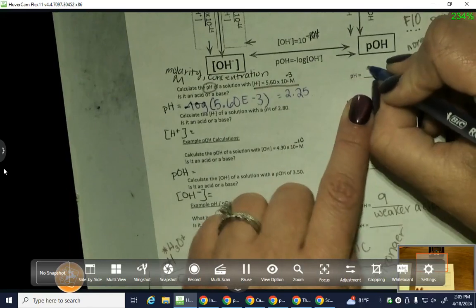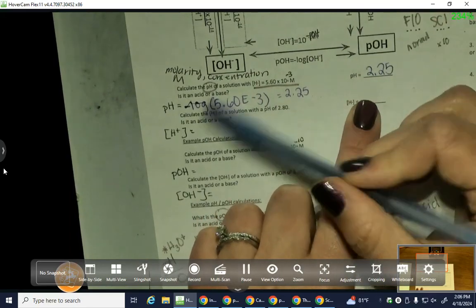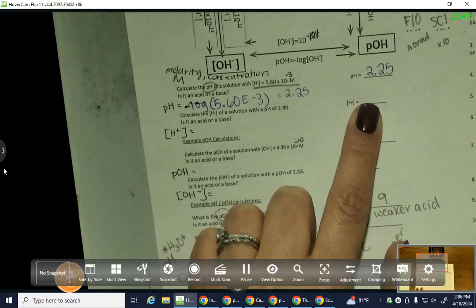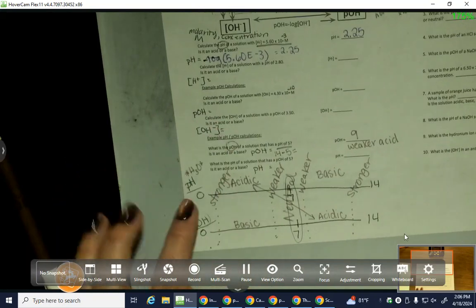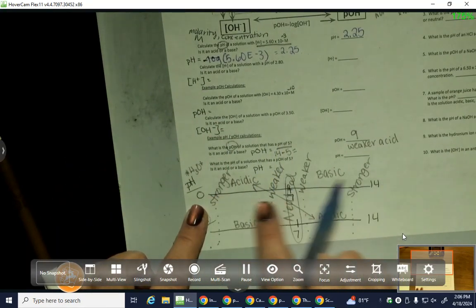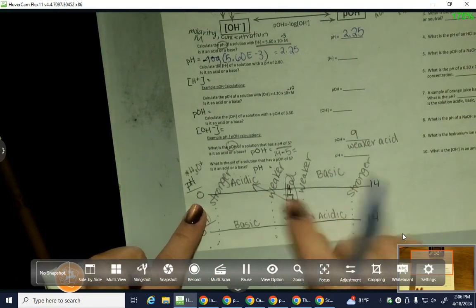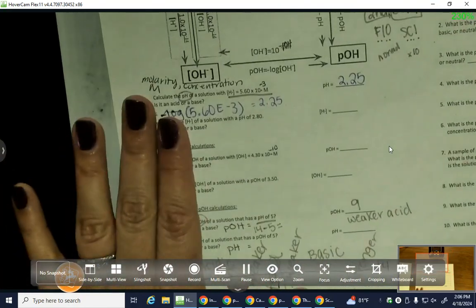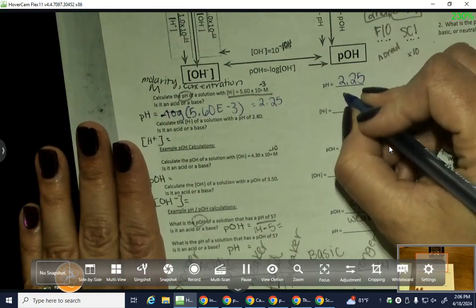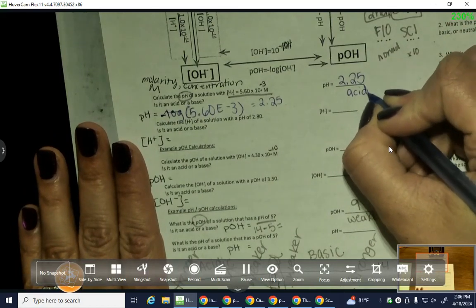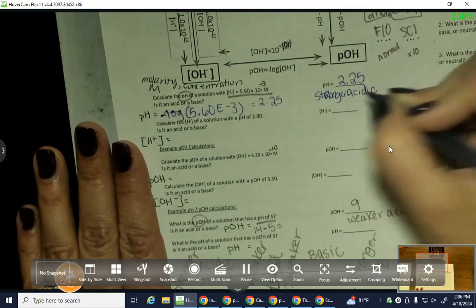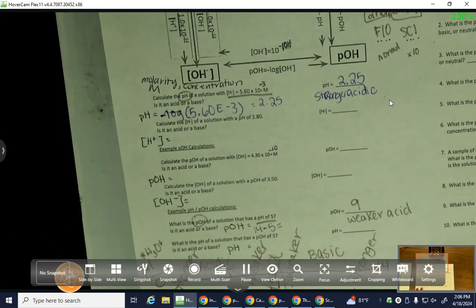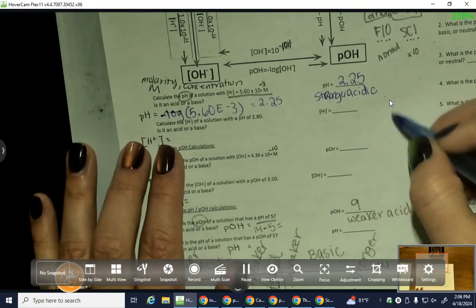All right, so my answer is that, and then is it an acid or a base? It is an acid. Which scale did you look at? pH, exactly. So we look at the pH scale, and we see that 2.25 is over here, and that is an acid. Is it a stronger acid or a weaker acid? Stronger. Okay, so stronger acid.